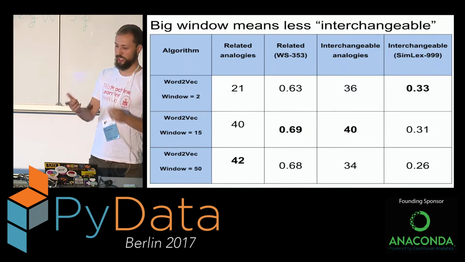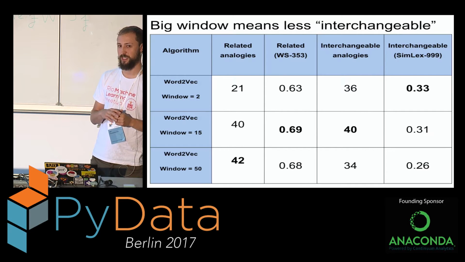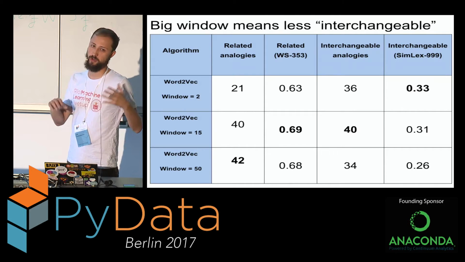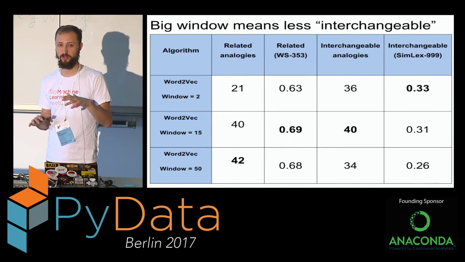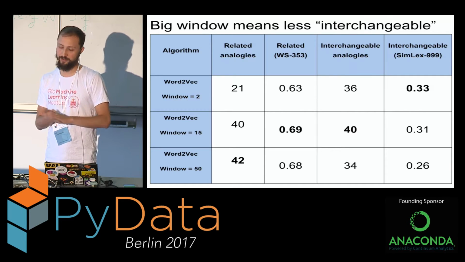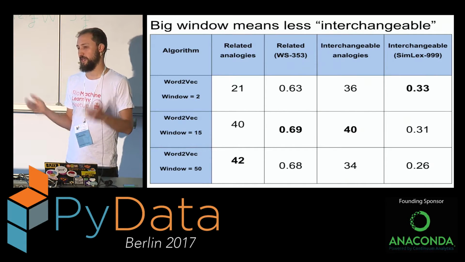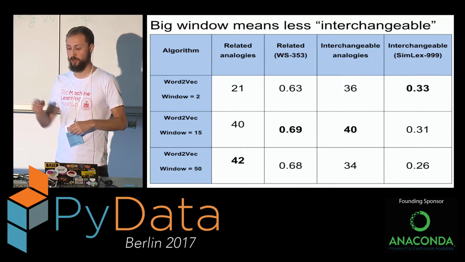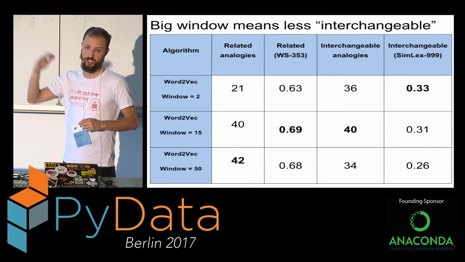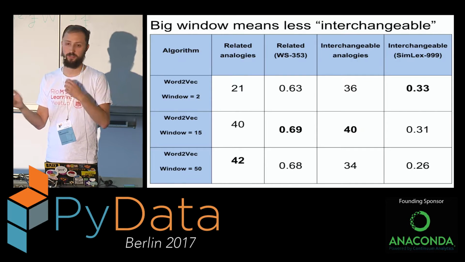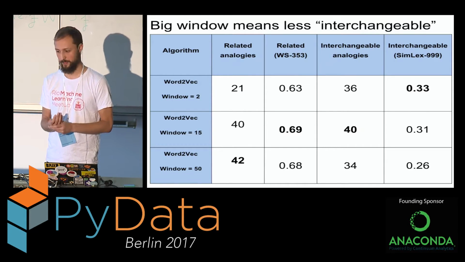And this is an evaluation of these models on some pre-annotated data sets. In academia, people think a lot about these two kinds of similarity, interchangeable and related analogies. Interchangeable I just described; related is when they're in the same topic. There are several data sets that you can use. Just download them and see how well your model does on these two kinds of analogies. You see that the small window equals 2 does better on interchangeable ones, and window equals 50 does better on related ones. And window 15 does reasonably well on both, somewhere in the middle.